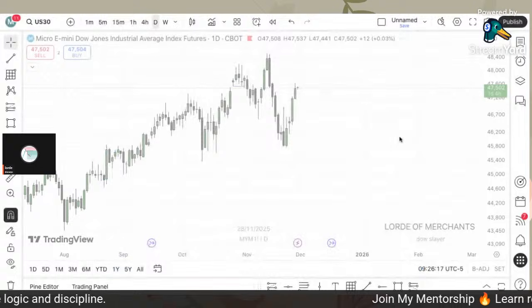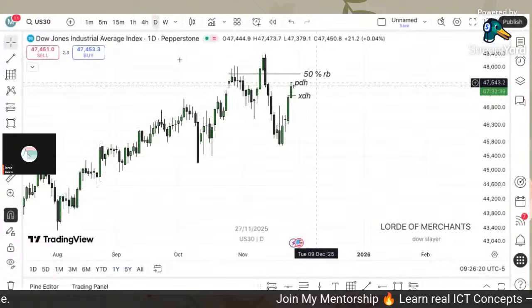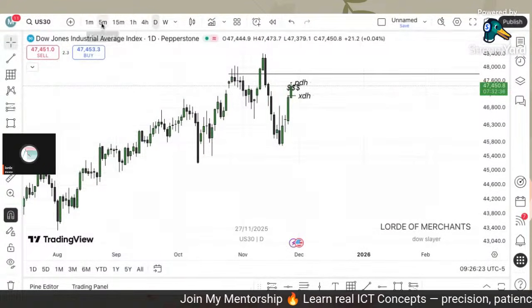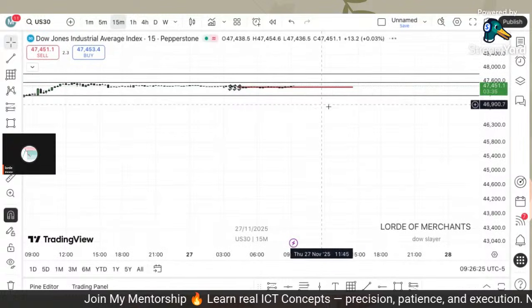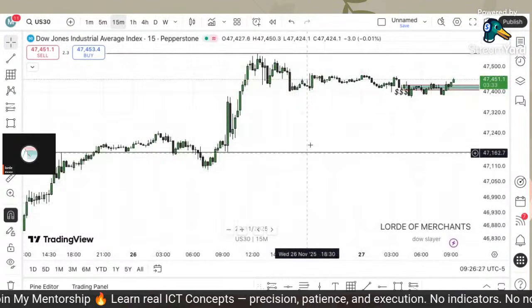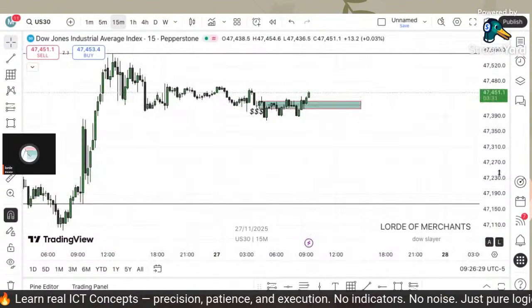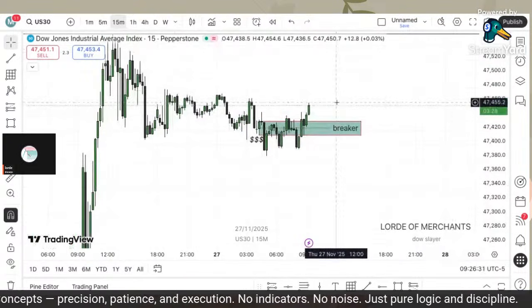I think I marked 0.5 somewhere. I don't remember. I think this is it. So that's what I'm looking at. I want to see price possibly sell from the level that I've told you about. But also, there's something that you need to know.